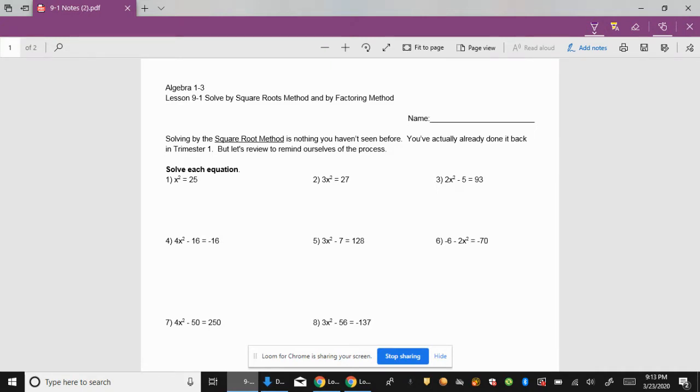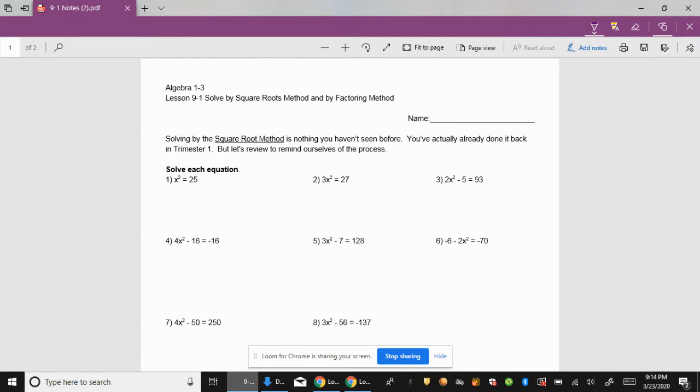And you're going to learn several methods on how to solve, and then eventually strategize about which method is best for what type of problems. So the first method we're going to go through is called the square root method. You guys have actually seen this before in trimester 1, so we're just going to review with these first 8 problems to refresh your memory.